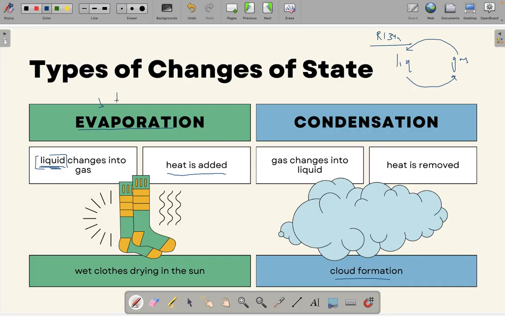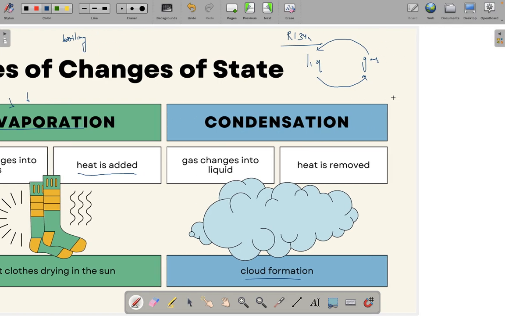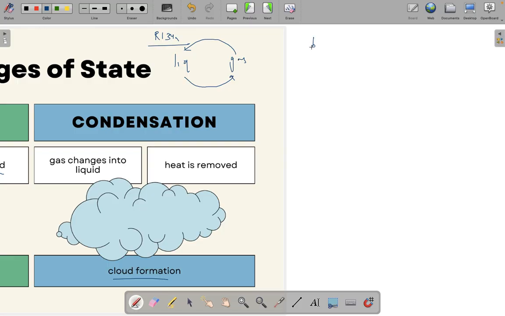Okay, now when we have evaporation, we have boiling as well. What is the difference between these two? Or are these the same thing? They are the same thing. Okay, so what is the boiling point of water? 100 degrees Celsius. Yeah, so it is 100 degrees Celsius, right?